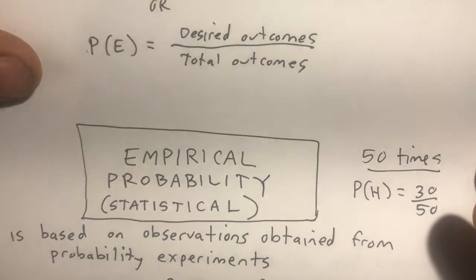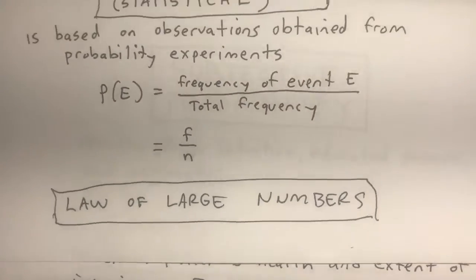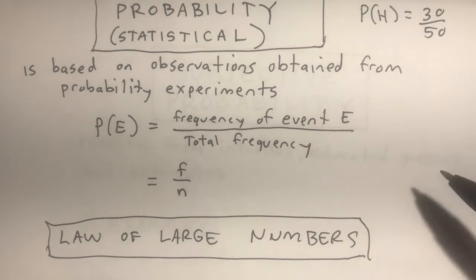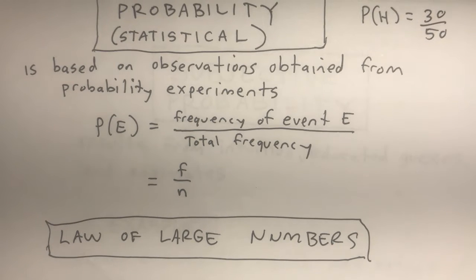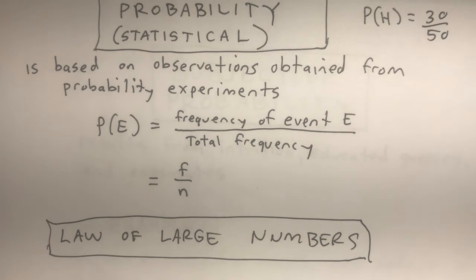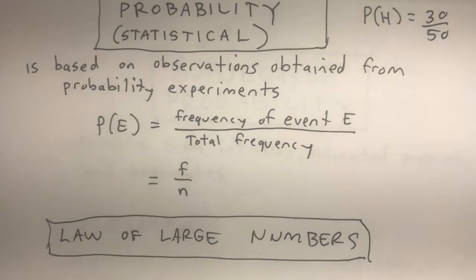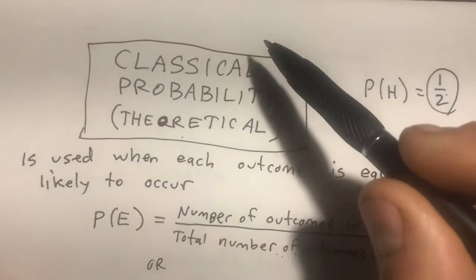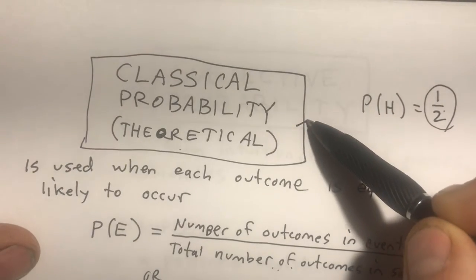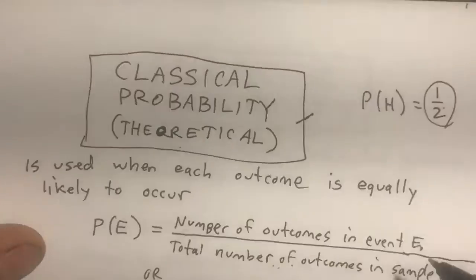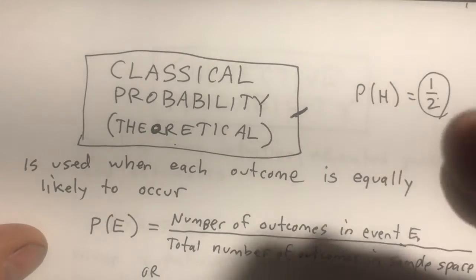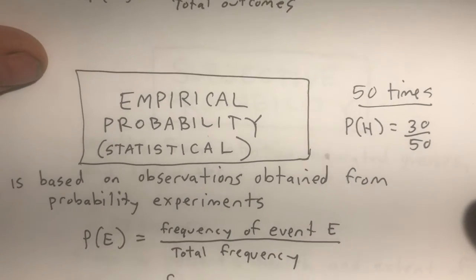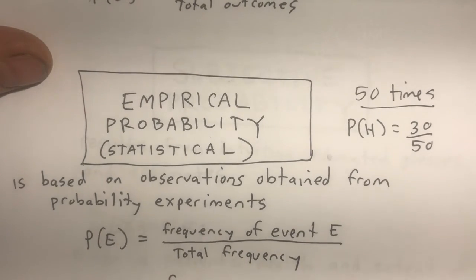Now, we have the law of large numbers. The law of large numbers says if I keep flipping this coin over and over and over, thousands and thousands, even millions of times, my empirical probability will end up equaling my classical probability. But the basic difference between these two: classical probability is what you would expect to happen, whereas empirical probability is what did happen based on some experiments you did.